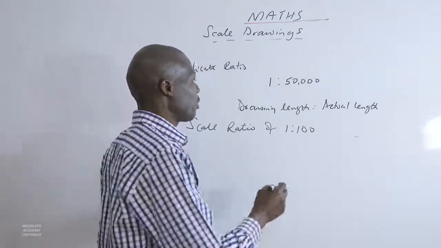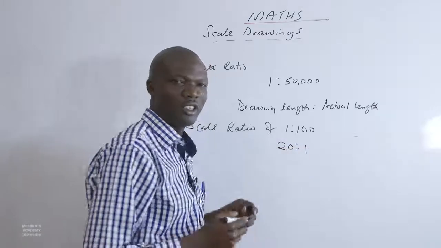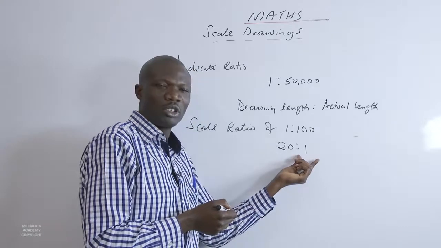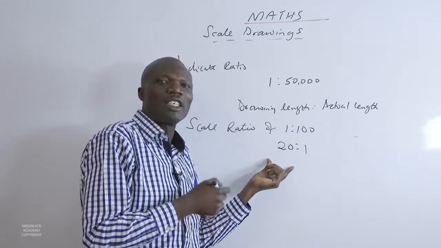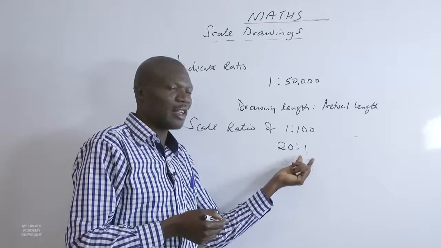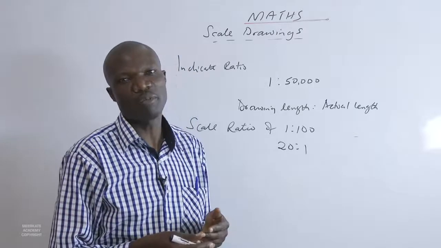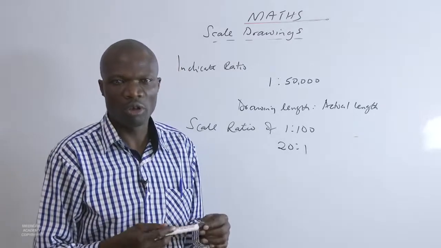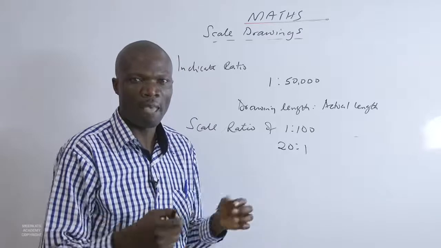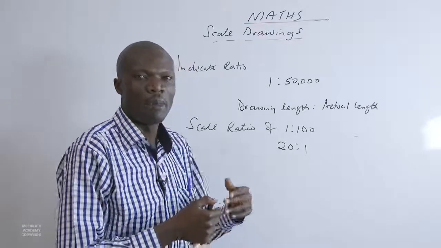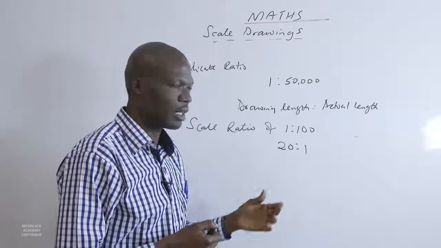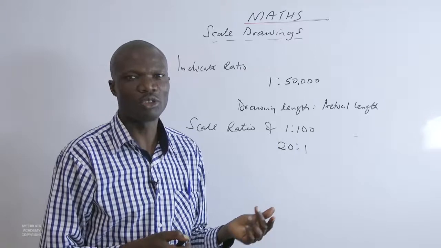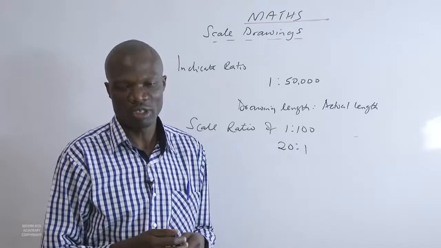And if it's the other way around, for example, 20 to 1, you have started with the what? Drawing distance to actual distance. Then the drawing distance is 20 times larger than the actual distance. This is a situation where maybe we have magnified some microorganism or small parts that we cannot easily see. So we magnify by increasing the length. So this ratio represents that the drawing distance is 20 times larger than the actual distance.